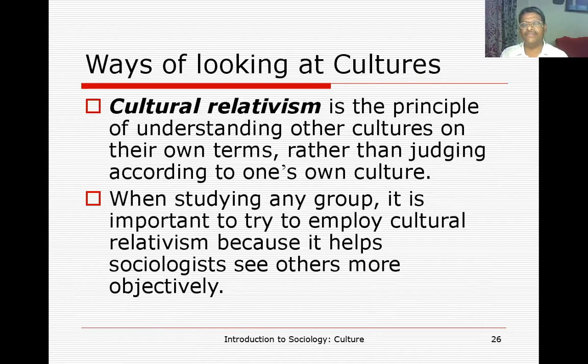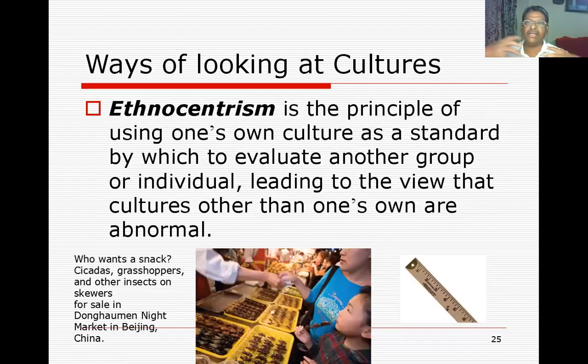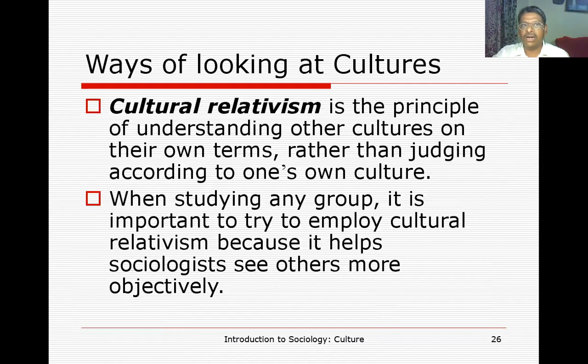Cultural relativism. That is, ethnocentrism says that my culture is greater and yours is all demonic and maybe not at all up to the mark. And the second thing is cultural relativism. What is cultural relativism? Do you remember from the beginning I've been telling, any extreme is devilish. C.S. Lewis said the devil brings pairs, you know, extremisms. This is another extreme. Cultural relativism is the principle of understanding other cultures on their own terms rather than judging according to one's own culture.